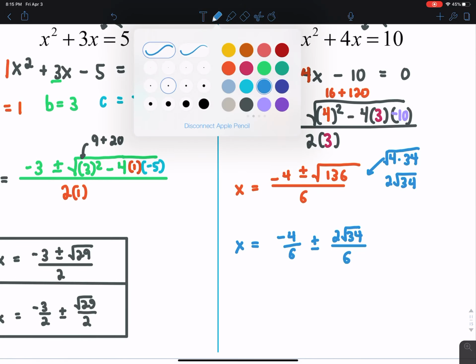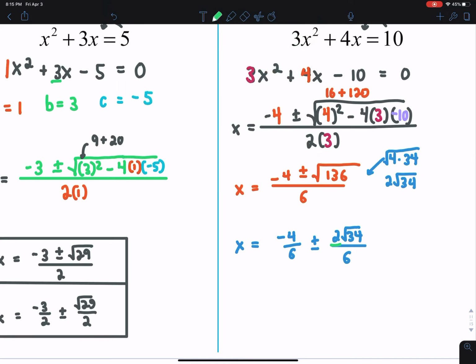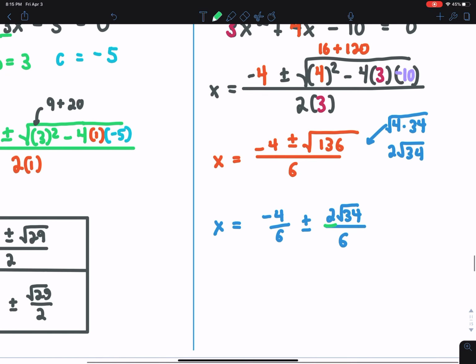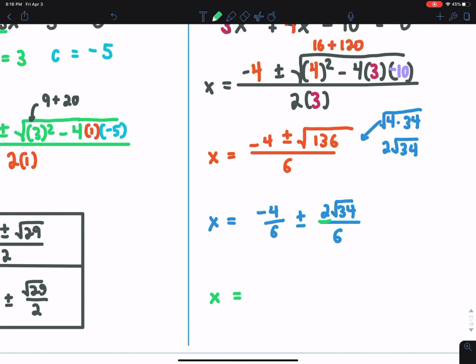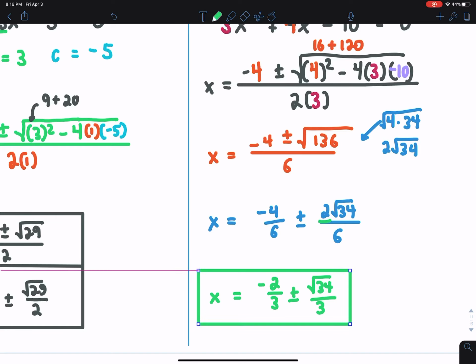And then we can just simplify these fractions. You can only simplify numbers that are outside of a radical with numbers that are outside of a radical. So you can't simplify 34 and 6. You can only simplify the 2 and 6. So x would equal negative 2/3 plus or minus the square root of 34 divided by 6. And again, that should be a 3, because 2/6 is 1/3. And we could figure out what these decimal approximations are and relate them to our graphs.